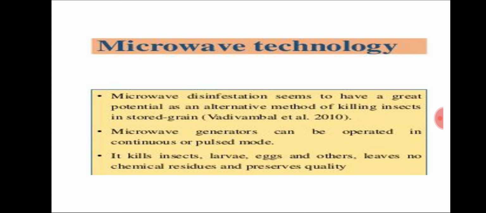Microwave technology. Microwave technology is also used to kill the insects. A microwave generator can be operated in continuous or pulse mode. It kills the insects, larvae, eggs and other life stages, leaves no chemical residue, and preserves the quality of the grain.